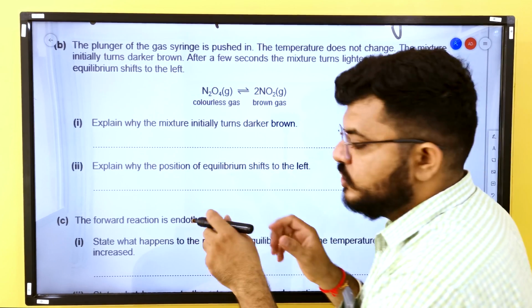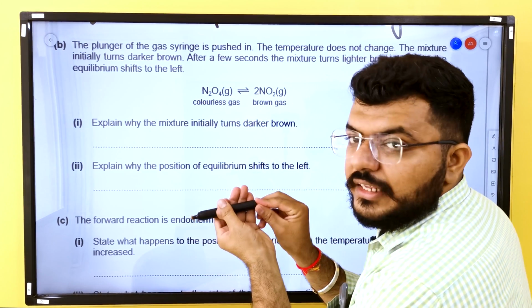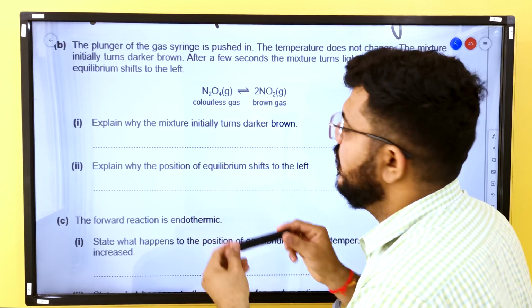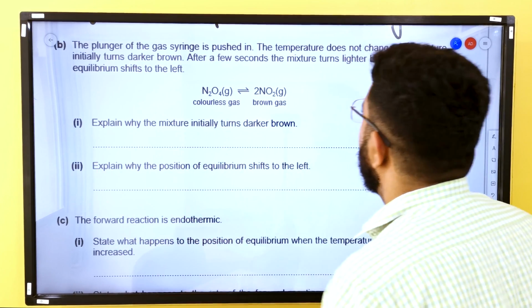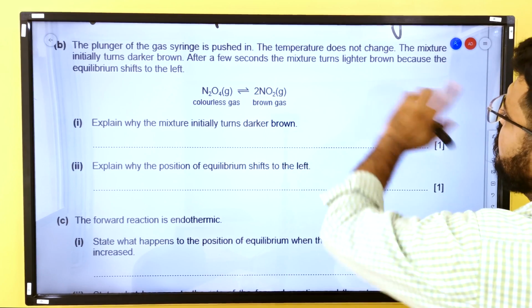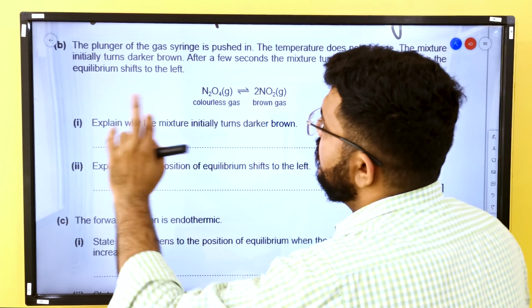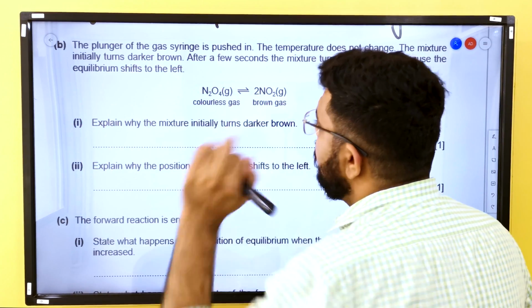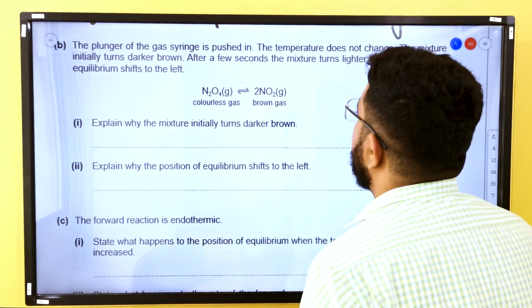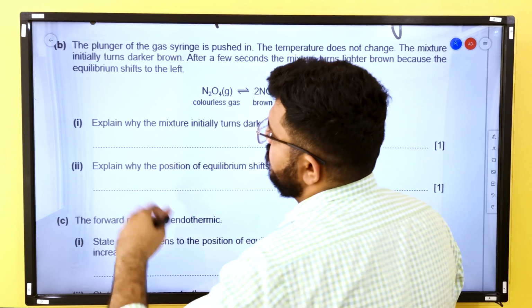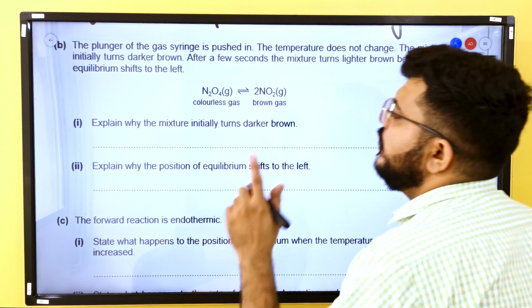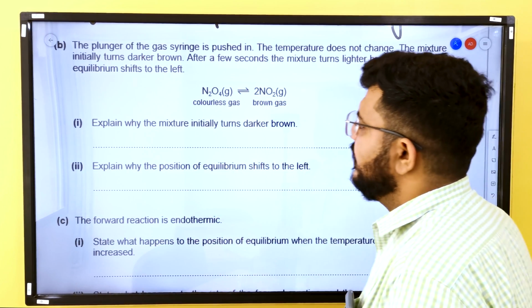Okay. The plunger of the syringe is pushed in. So the syringe we saw, it's pushed in like this. What will happen? Inside the syringe, the pressure is going to increase. The temperature does not change. The mixture initially turns darker brown. After a few seconds, the mixture turns lighter brown because the equilibrium shifts to the left.